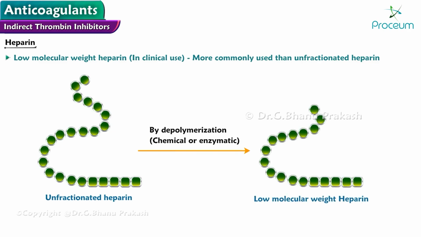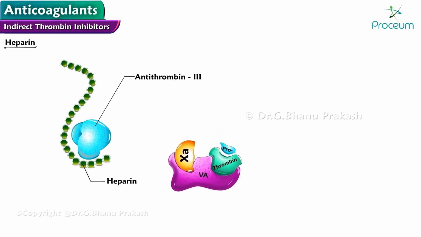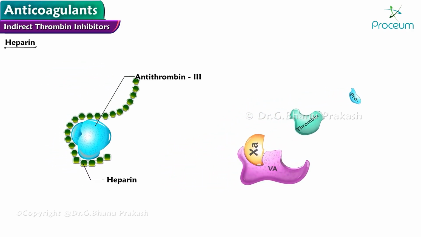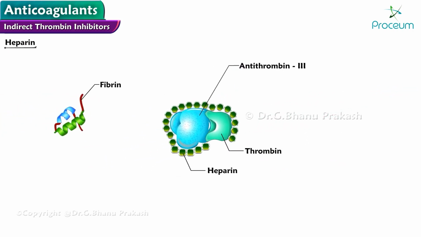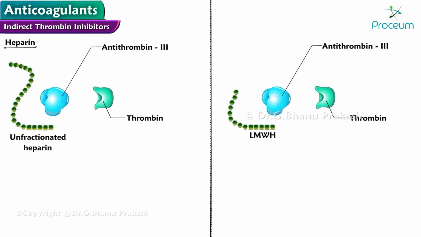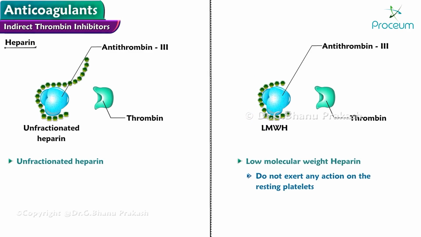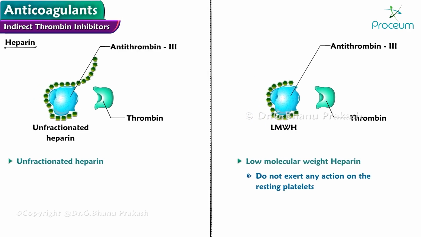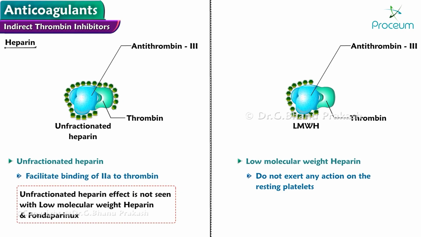Depolymerized heparins have some advantages over unfractionated heparin. They act by binding to antithrombin 3 and enhance its anticoagulant activity. The binding of heparin to antithrombin 3 causes conformational changes in the molecule and multiplies the rate of anticoagulant activity. In contrast to unfractionated heparin, low molecular weight heparin does not exert any action on resting platelets, and long chains in the unfractionated heparins facilitate binding of 2A to thrombin. This effect is not seen with low molecular weight heparin and fondaparinux.